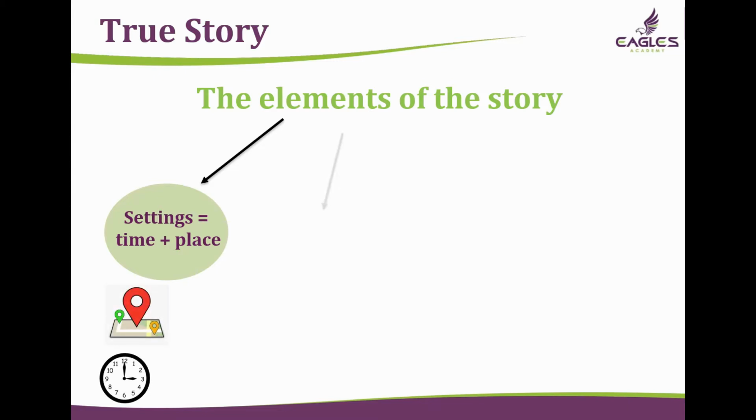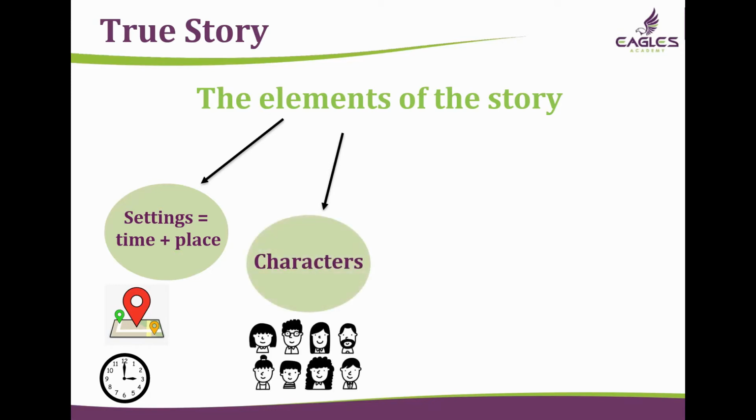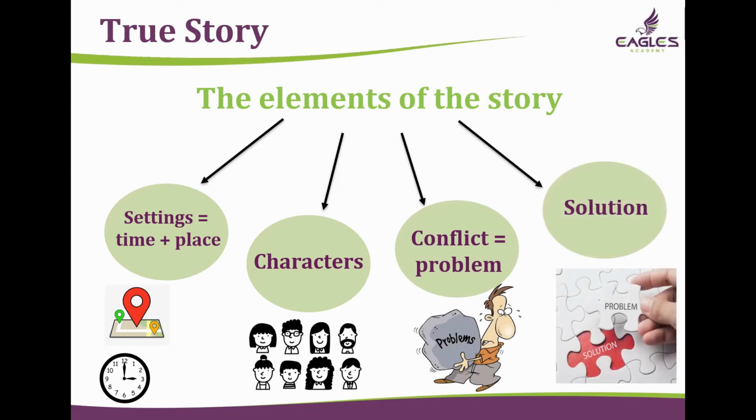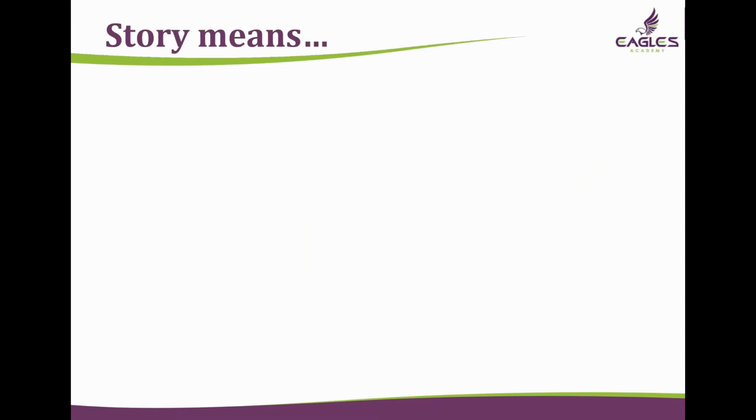What else do we have? We have characters. Okay, so the story should include characters. What else? A problem. And for each problem, there should be what? There should be a solution. Okay, so these are the elements of the story, and we took them previously. Okay, so what else do we have to know? Story. What do we mean by story?